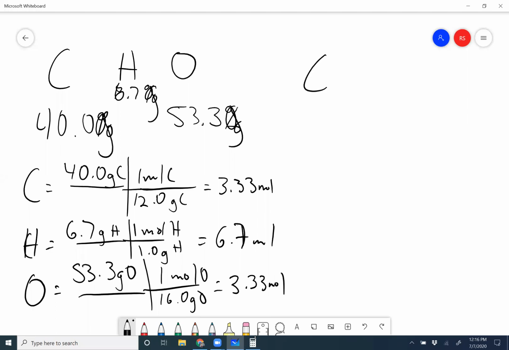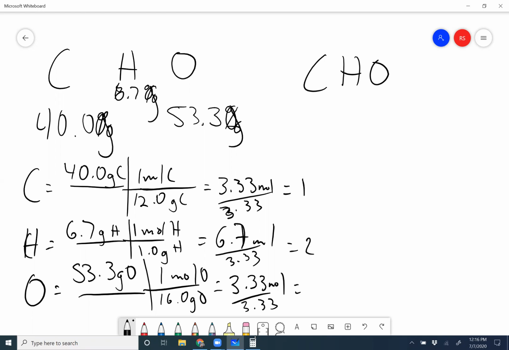So we have carbon, we have hydrogen, we have oxygen, and we're going to divide them all by the smallest of these numbers, to give us a ratio of 1 to 2 to 1. So our empirical formula is CH2O.